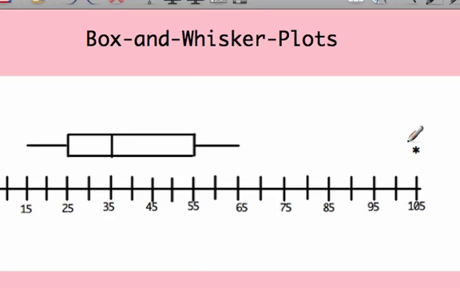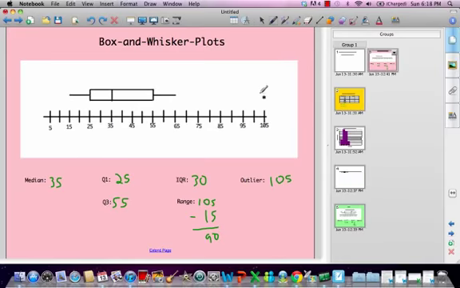So hopefully that gets through the points to you about the key ideas behind box and whisker plots. I'll show you in the future a video on how to put together a box and whisker plot.